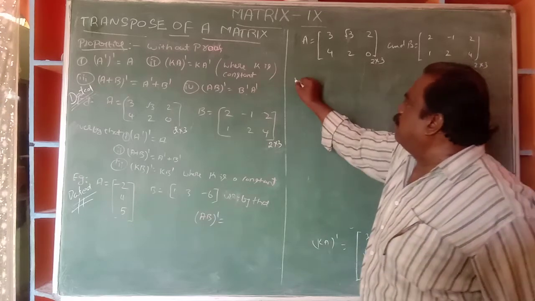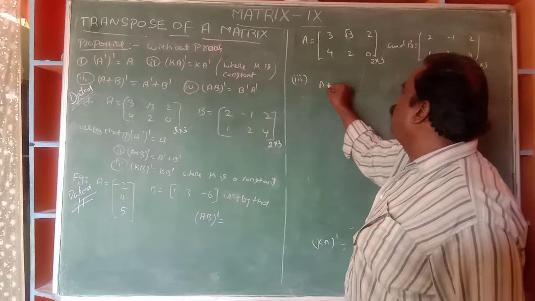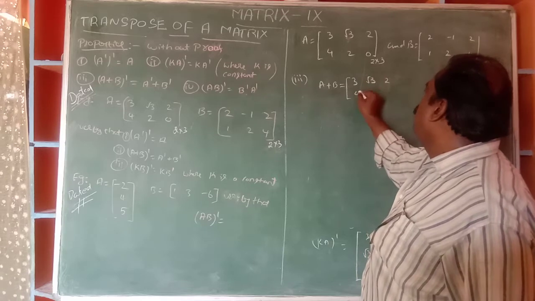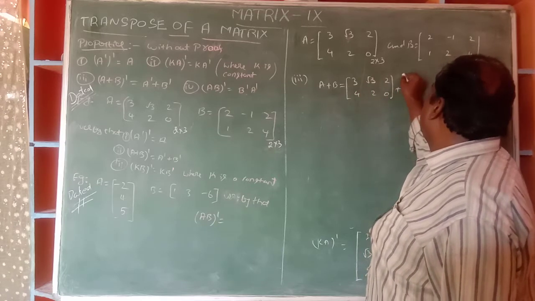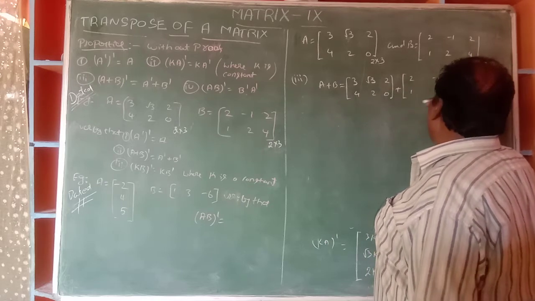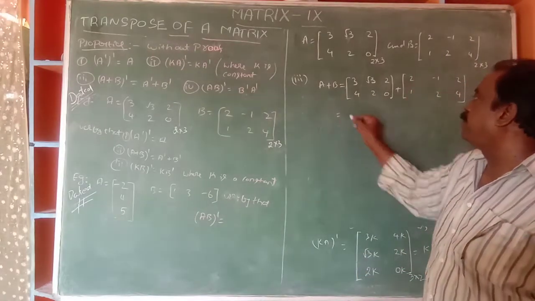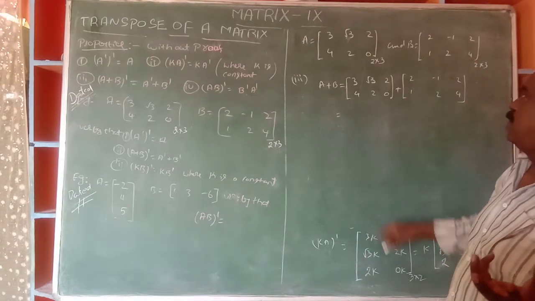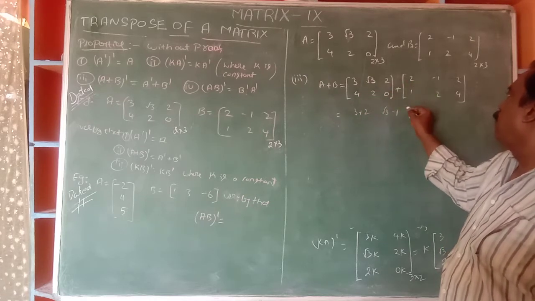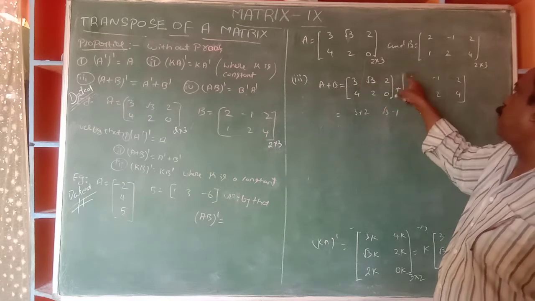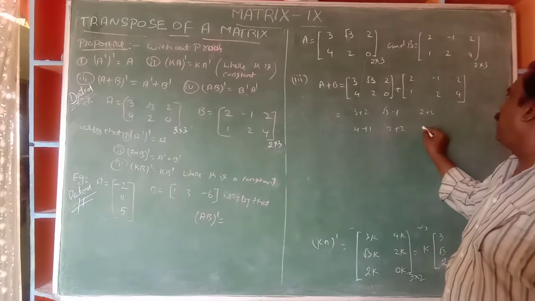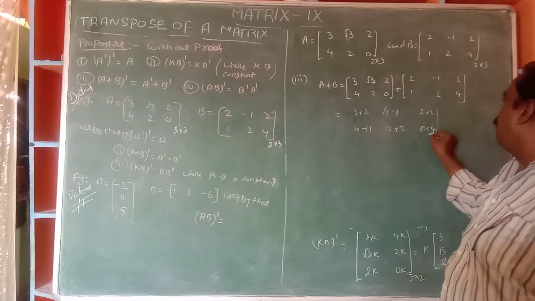Here is the given third one. First we find A plus B. A is [3, root 3, 2; 4, 2, 0] and B is [2, -1, 2; 1, 2, 4]. A plus B is the addition of matrices, where the corresponding elements are added. So 3 plus 2, root 3 minus 1, 2 plus 2, then 4 plus 1, 2 plus 2, 0 plus 4.